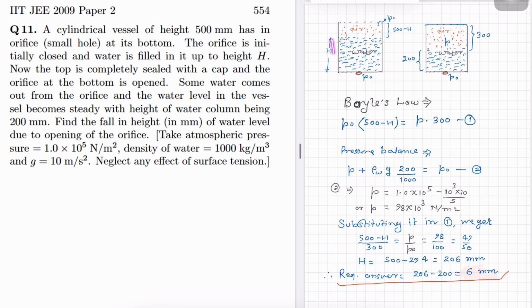Initially the water height was h, that is not known, but finally after the upper end is sealed and the hole is allowing the water to flow, once the water level reaches 200 millimeter, this remains constant now. Then obviously there is no flow of water. That means when this becomes 200 millimeter, the water flow will stop.